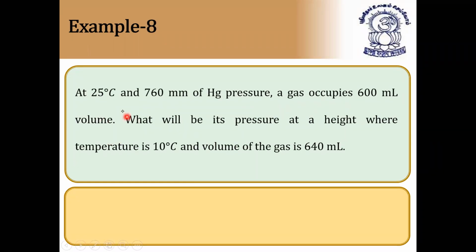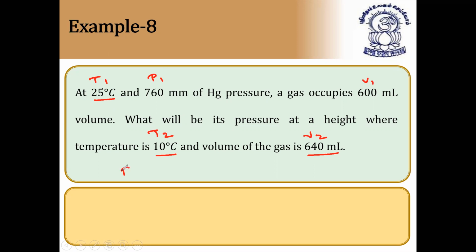At 25 degrees C and 760 mm of mercury pressure, a gas occupies 600 ml. So here they are given T1, P1, and V1. What will be its pressure at a height where the temperature is 10 degrees C? So T2 is given, and V2 is also given. Pressure is decreased at a height, so we have to check how much the pressure is.